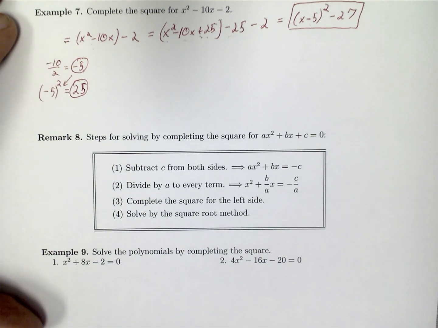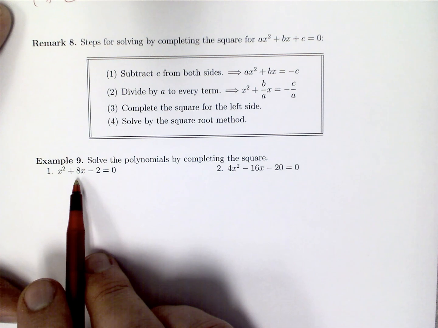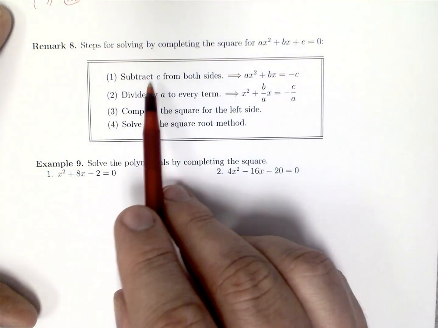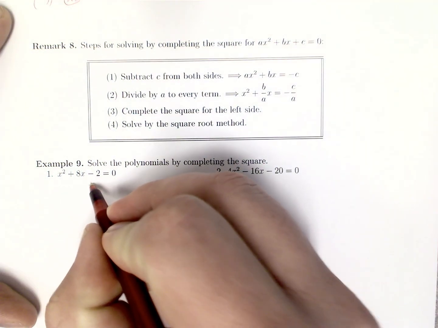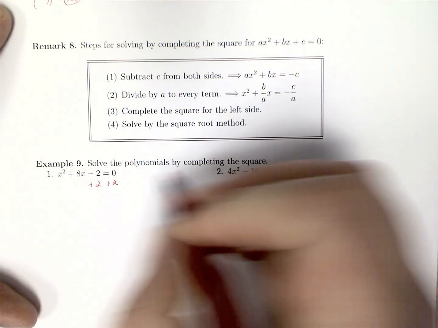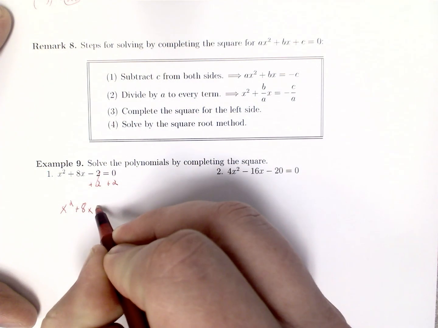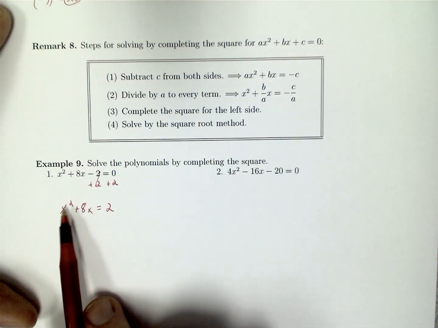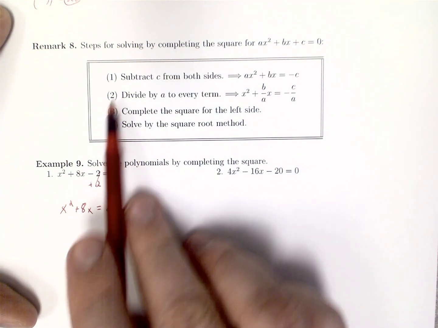So let's actually run through an example. If I have x squared plus 8x minus 2, let's go through this. So first, get the c to the other side. The minus 2 is the c. So we're going to add 2 in this case. So x squared plus 8x equals 2. Then the second thing said divide every term by a. Well, is there anything in front of the x squared? Nope, so we don't have to worry about this step.